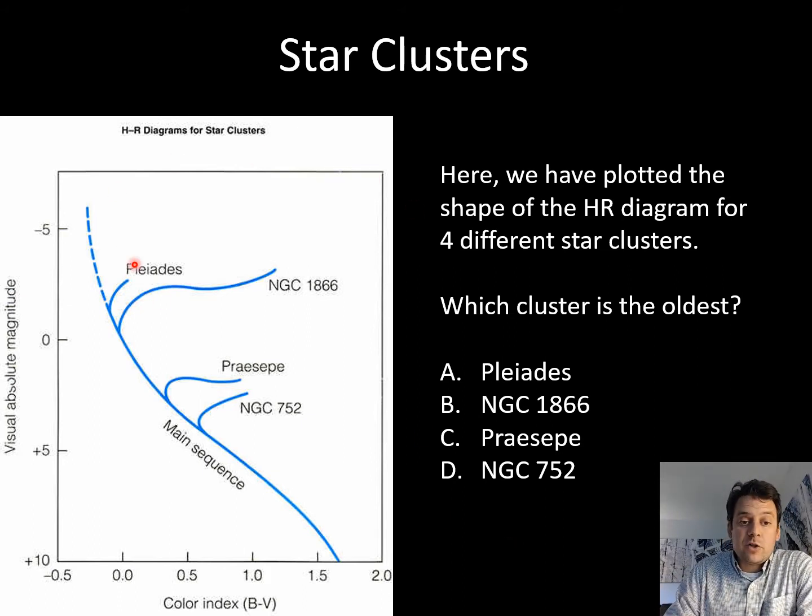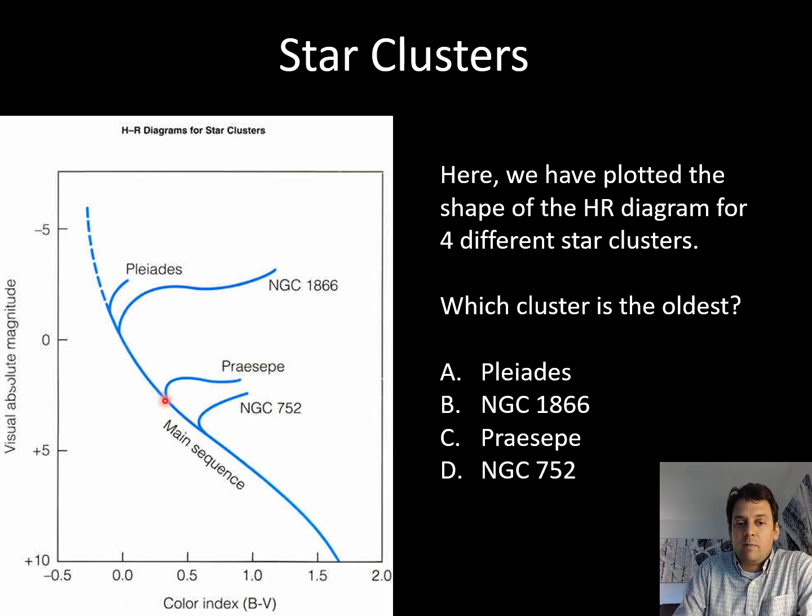So as I mentioned, when we look at the HR diagram, at the beginning of a cluster's formation, there is no turnoff point, right? Because no stars have left the main sequence. So as the cluster ages, the turnoff point moves from the upper left towards the bottom right. And so on this particular plot, the Pleiades represent the youngest star cluster. Lots of young, hot stars are still present there. Next oldest, we have NGC 1866.